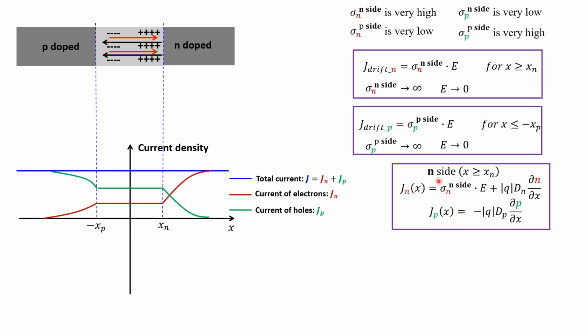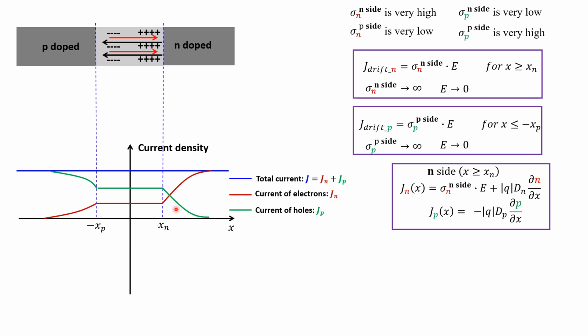In other words, we concluded that in the N side, in the N-doped region, the current of electrons has two contributions, drift current and diffusion current. But the current of holes has only one contribution, the diffusion current. We can dismiss the contribution of the drift current of holes in the N-doped region because the concentration of holes is very low, which means that the conductivity of holes in the N side is low, and since the electric field is already very low, we can dismiss the drift current. So we reached an important conclusion.